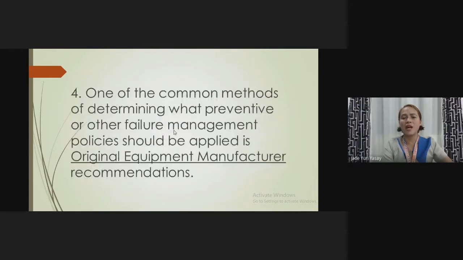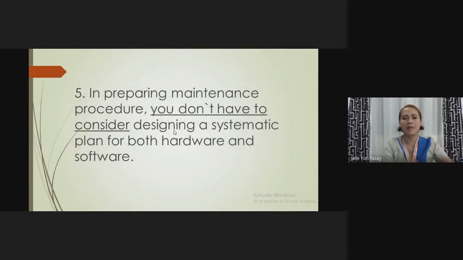Number 4, one of the common methods of determining what preventive or other failure management policies should be applied is original equipment manufacturer recommendations. And number 5, in preparing maintenance procedure, you don't have to consider designing a systematic plan for both hardware and software.